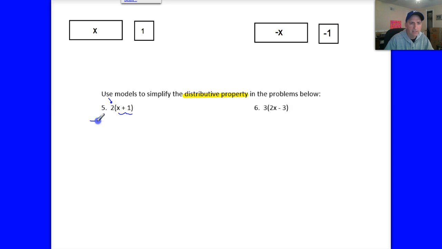All right, well, what this number out here means is that you have 2 groups, write this down, 2 groups of x plus 1. All right, you have x plus 1 2 times. 2 times x plus 1. The parentheses in there is telling you everything in there you have twice. So here's x plus 1. Right, that's x plus 1. But this says you have 2 of those groups. So you need to do that twice.